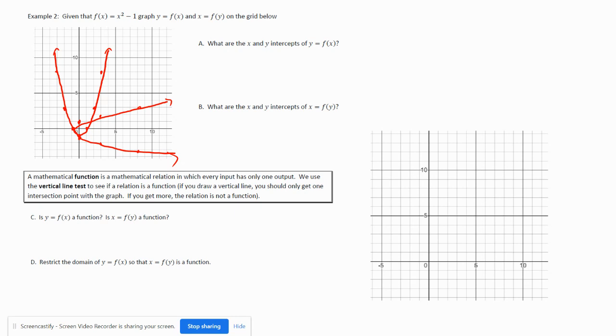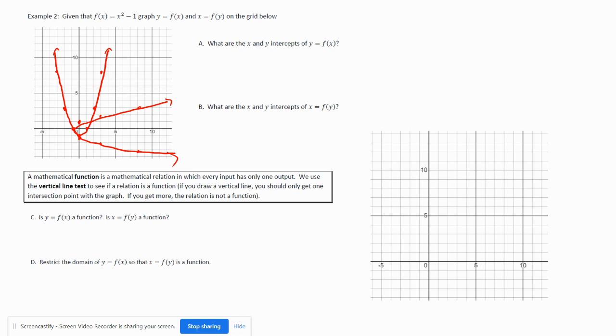If you remember, this is way back from Math 10C, but a mathematical function is a mathematical relation in which every input has only one output. We used a vertical line test to see if a relation is a function. If you draw a vertical line, you should only get one intersection point on the graph. If you get more, the relation is not a function.